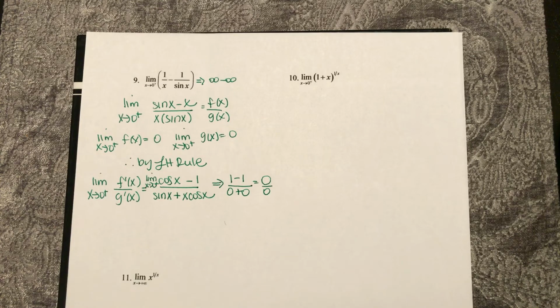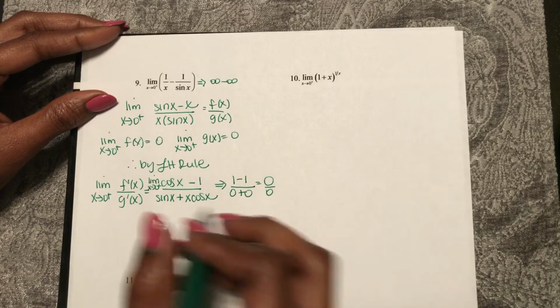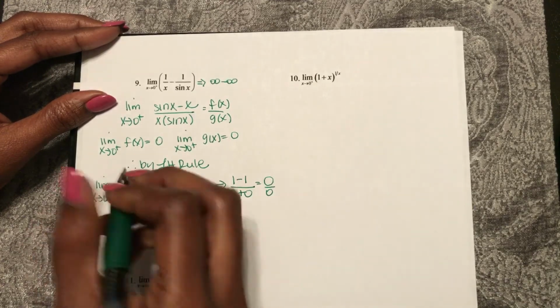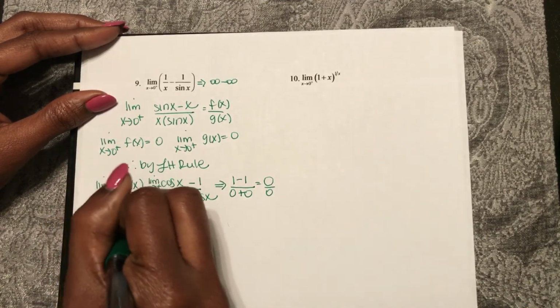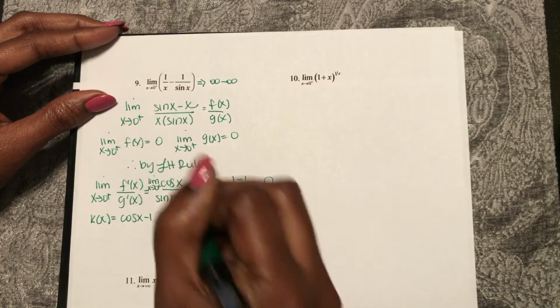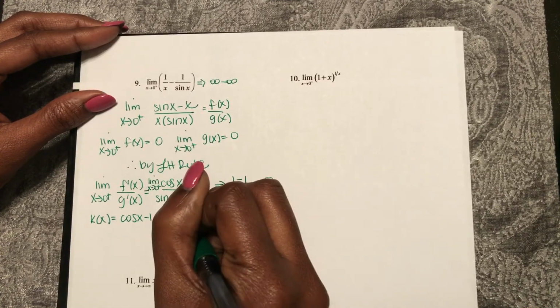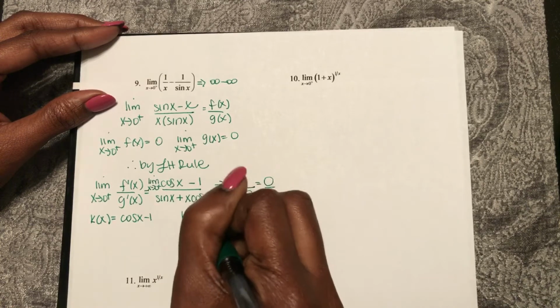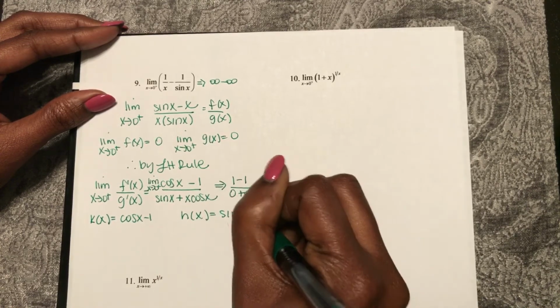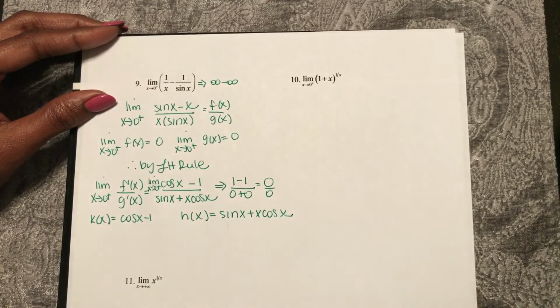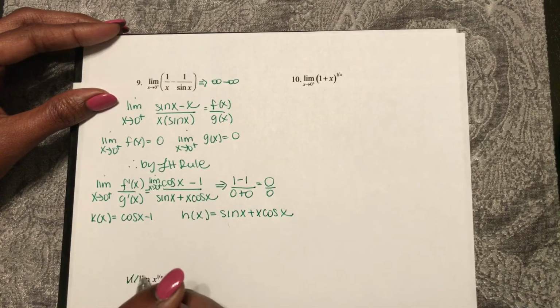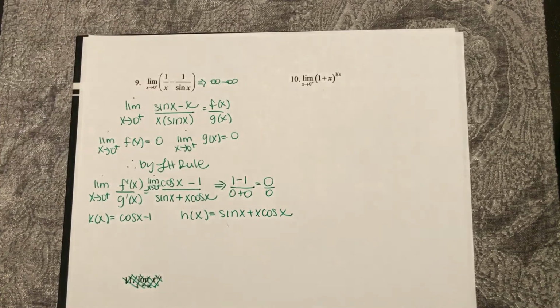I need to apply L'Hopital's rule again. So let k of x equal cosine x minus 1, and I'm going to let, let's say, h of x equal sine x plus x cosine x. I can already tell I'm not going to get to this one, or I'm going to go over this one, so I'm just going to cross that out. So let's save that as a warm-up. We'll do that another day.